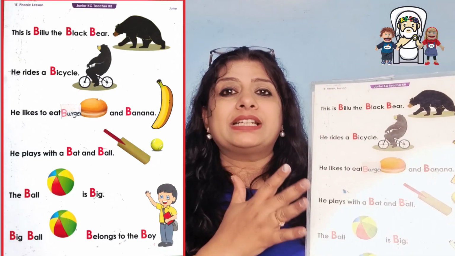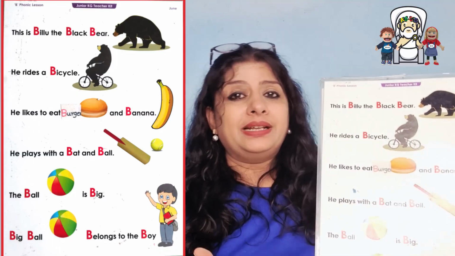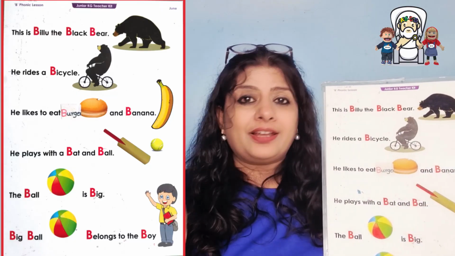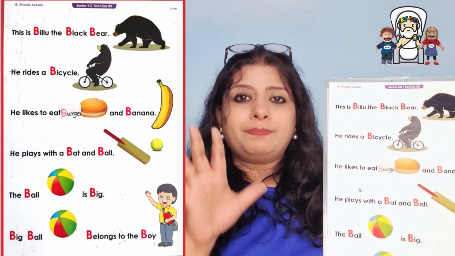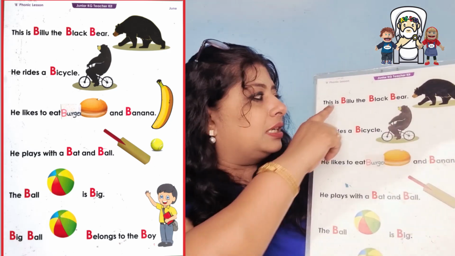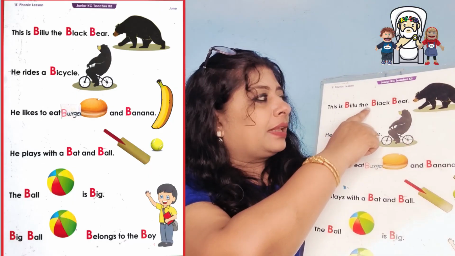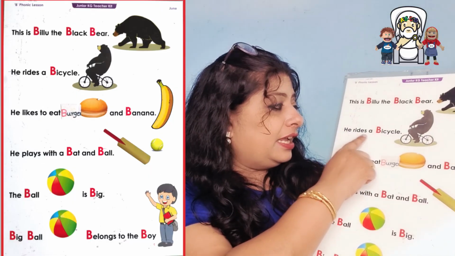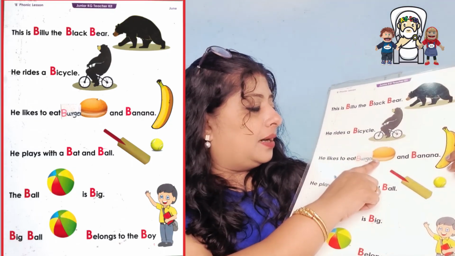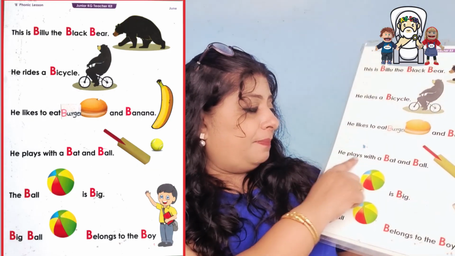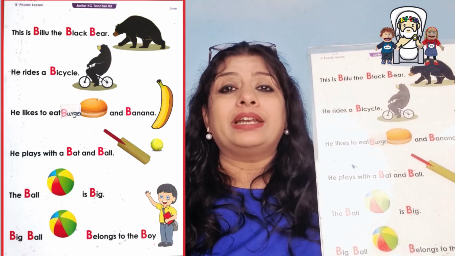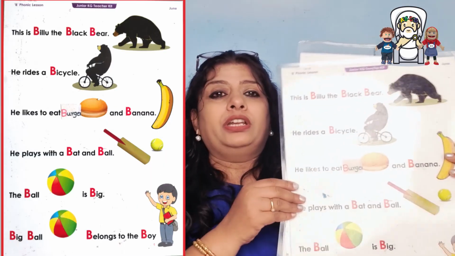Like I told you, it's basically sight word reading, but pre-reading skills can be achieved where the child will run the finger from one word to another word in the left to right progression and identifies the picture. The child will repeat the sentence with the teacher but stress on the B words. So this is Billu, the black bear. He rides a bicycle. He loves to eat burger and banana. He plays with a bat and a ball. So all these activities are to enhance pre-reading skill and spoken English development.